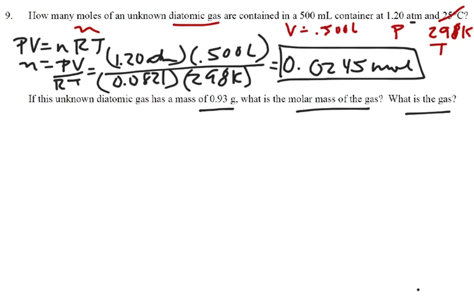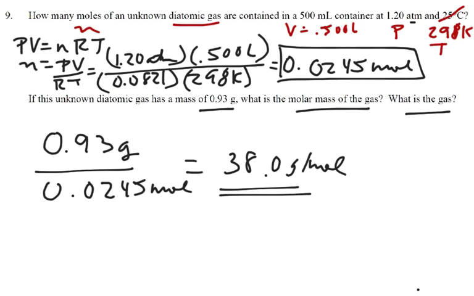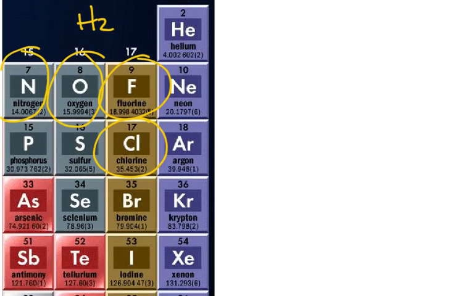Here we have 0.93 grams, and this is 0.0245 moles. And if we divide our grams by our moles, we get a value of 38.0 grams per mole. So that's going to be double something. Certainly not hydrogen. Oxygen doesn't sound right. Because oxygen, that would have been 32. This would have been 28. This would have been 2.